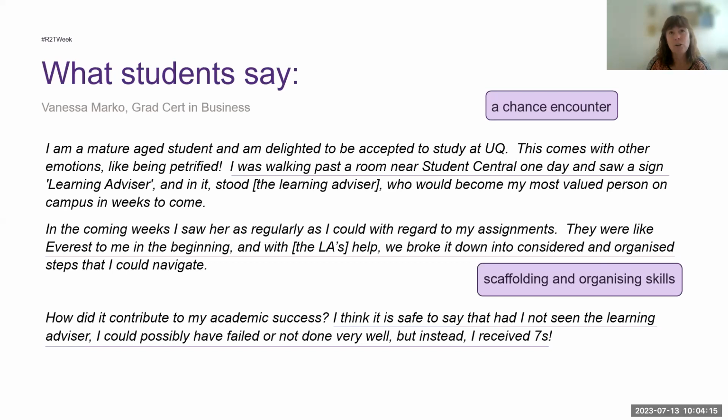The other thing is this, if she hadn't seen us, she could have possibly failed. So this is someone who we retained that potentially we wouldn't have retained simply because she was petrified, as she said at the beginning, and she didn't know how to approach her studies. So she's a high achieving student in the end, someone who could have been, in her own words, someone who failed.